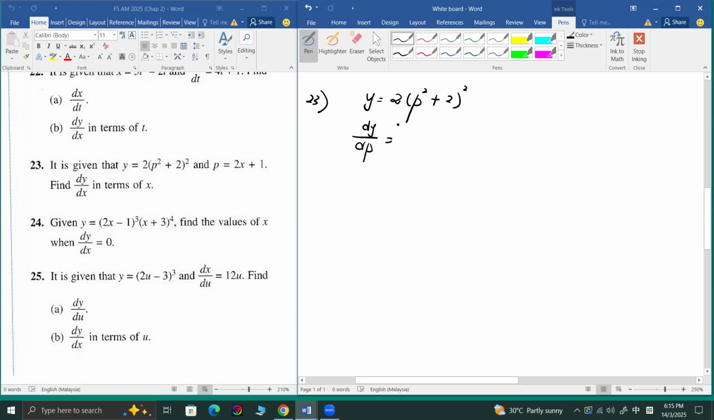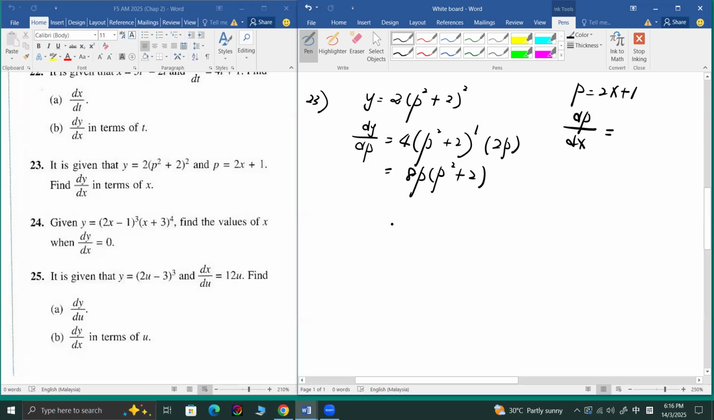Bring down the power 4. Copy the bracket. Power minus 1. Differentiate the bracket. Remember the 4 steps? Can remember the 4 steps, yeah? Like that, class: 4 and 2p, 8p, P squared plus 2. So what you need to continue to do is, P is 2x plus 1, so here you do dp/dx.